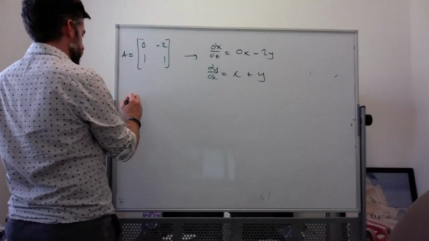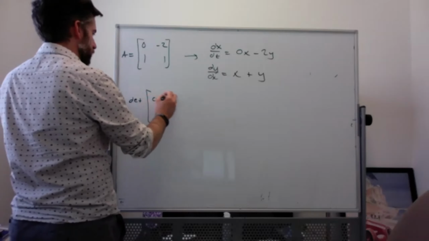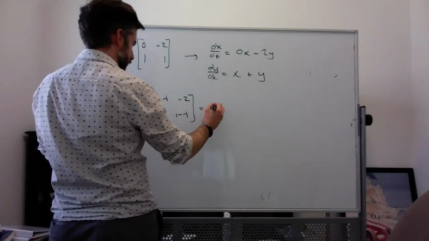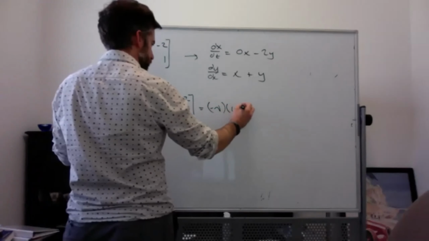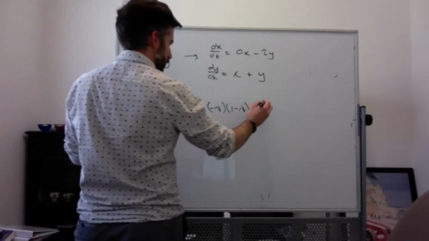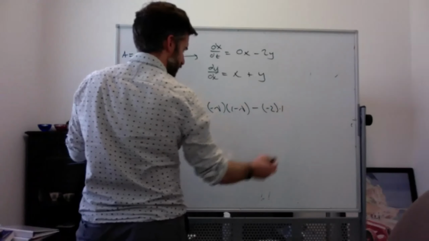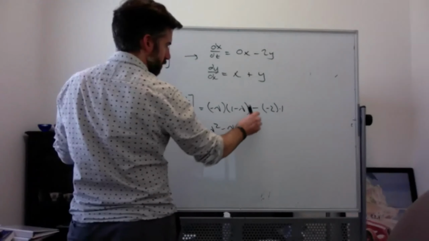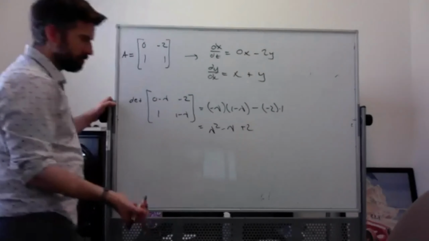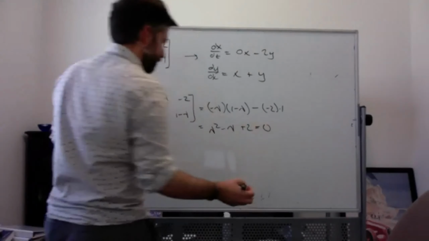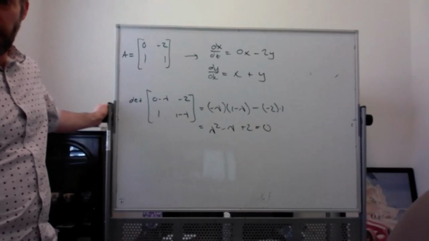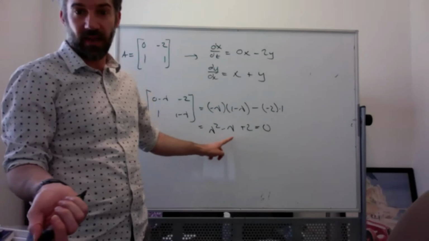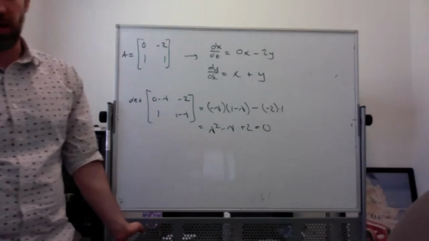So I'm going to take the determinant of 0 minus lambda, minus 2, 1, 1 minus lambda. Let's see, what do I get here? Negative lambda times 1 minus lambda, minus negative 2 times 1, which ends up being lambda squared minus lambda plus 2. And don't fool yourself into thinking this one factors. It does not factor. There's no way to multiply to positive 2 and add to negative 1. So we have to appeal to the quadratic formula.